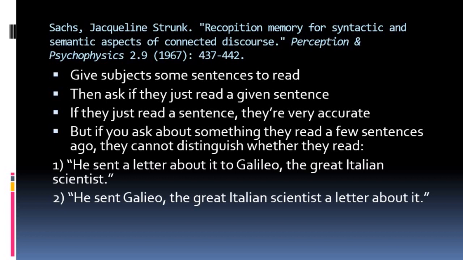I find this all to be a little weird. This is genuinely disturbing. You give the subject some sentences to read, and then you ask if they had just read a given sentence. If you give them the sentence and ask them if they saw that sentence, they're really accurate about telling you whether they saw it. But if you let them go on reading a couple more sentences, then they can no longer tell you whether they saw that exact sentence or not. So compare these two sentences. He sent a letter about it to Galileo, the great Italian scientist, versus he sent Galileo, the great Italian scientist, a letter about it.